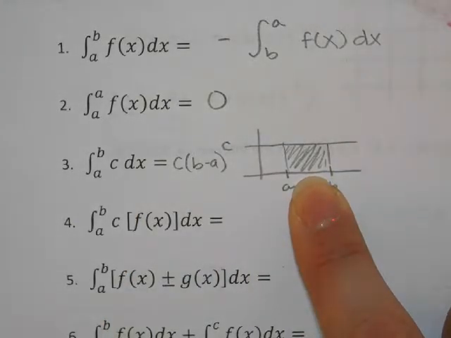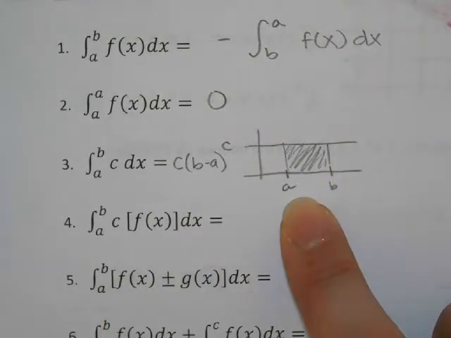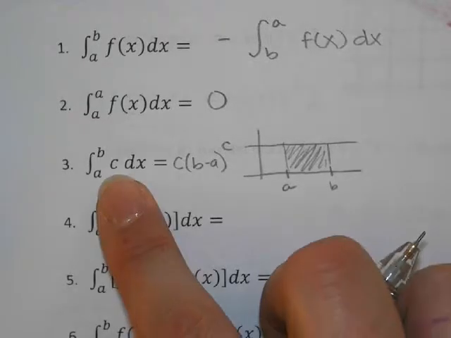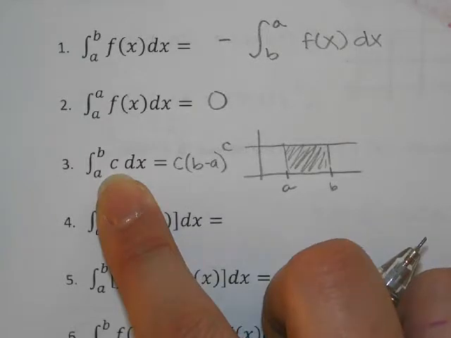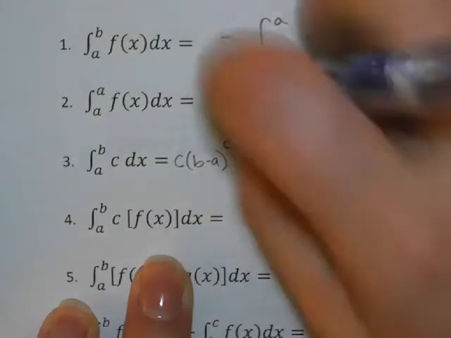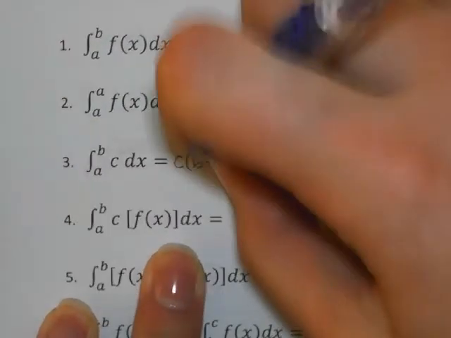Is that c the same as the other c? That c is in place of f of x. So it's saying that the function, this is c times b minus a. The c that I did right here was labeling my picture.